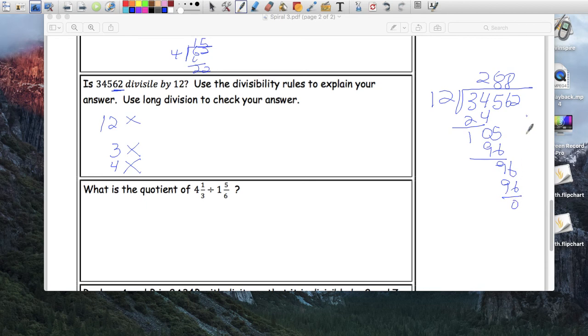It's a 0, right? Bring the 2 down. Can 12 go into 2? No, it can't, so it's a 0. And so the answer is going to be 2,880 with a remainder of 2. So definitely, we already knew that it wasn't going to be divisible because we checked using our divisibility rule.